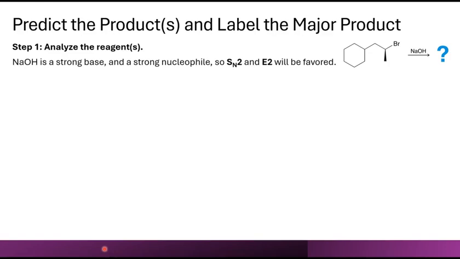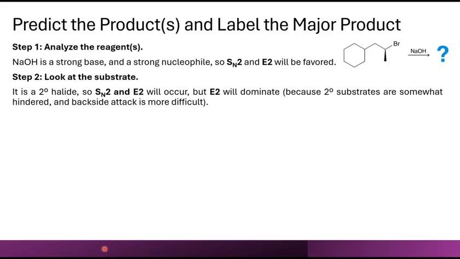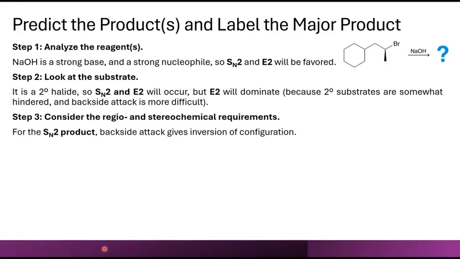Sodium hydroxide is a strong base and a strong nucleophile, so SN2 and E2 will be favored. We looked at the substrate. It's a secondary alkyl halide, so SN2 and E2 will occur, but E2 will dominate because the secondary substrates are still somewhat hindered and the backside attack is more difficult. Step 3. Now let's consider the regio and stereochemical requirements. For SN2, we know the backside attack will give inversion of configuration. So that means we're going to see an inversion of configuration. When the OH replaces the Br, we have that SN2 product.